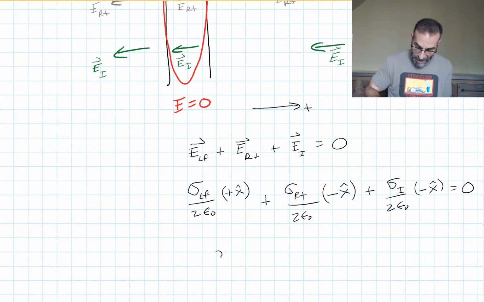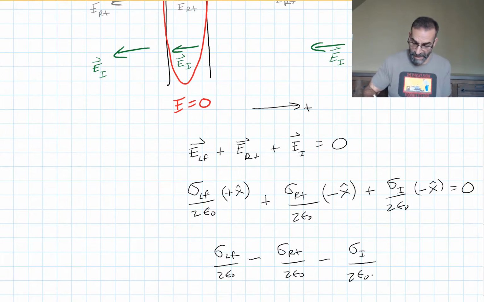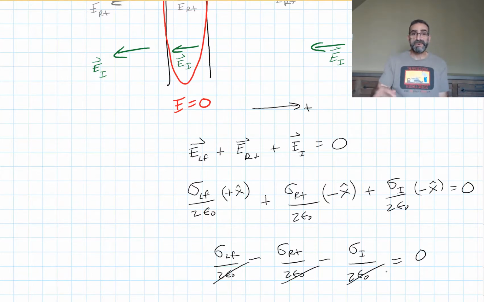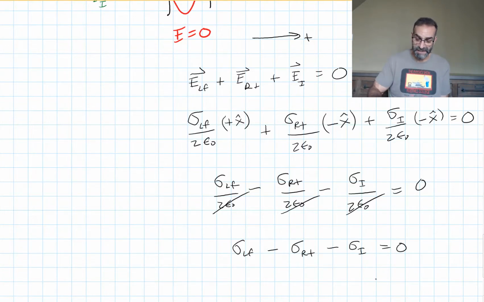That means that sigma left over 2 epsilon naught minus sigma right over 2 epsilon naught minus sigma insulator over 2 epsilon naught equals 0. And of course I can multiply through by 2, and I can multiply through by epsilon naught, and I get sigma left minus sigma right minus sigma insulator is 0. Now let's think about how I did this for a second.